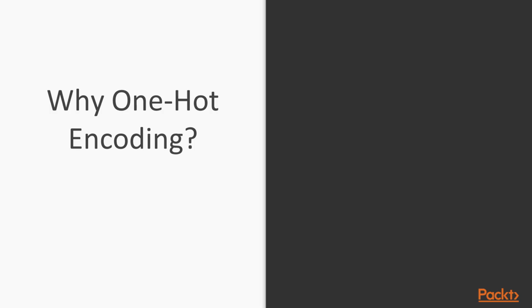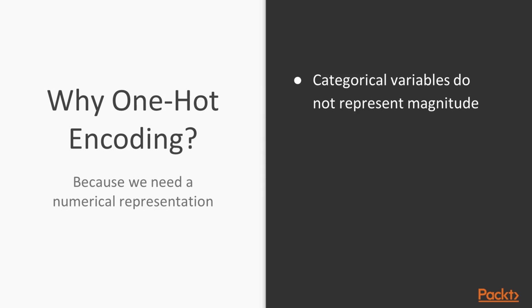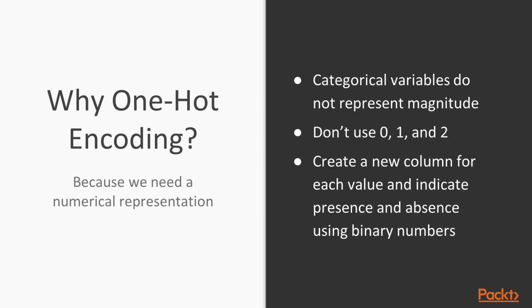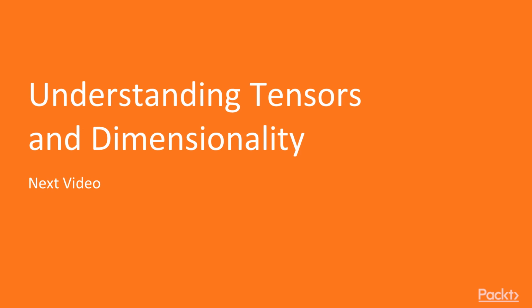To recap, why do we need one-hot encoding? Simply because we need a numerical representation. It's important to note that categorical variables do not represent magnitude, so we couldn't convert our various classes into values such as 0, 1, and 2. Instead, we had to create a new column for each value, and then indicate the presence or absence of that value using binary numbers. In the next video, we'll see how to understand tensors and dimensionality.